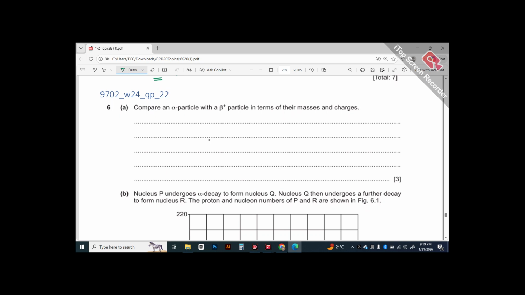Compare an alpha particle with a beta plus particle in terms of their masses and charges. Alpha has plus 2e charge, whereas beta positive has plus 1e charge. So you can say that alpha particle has double the charge as compared to beta positive. And when it comes to their masses, you can simply mention that the mass of alpha particle is much greater than the mass of beta particle.